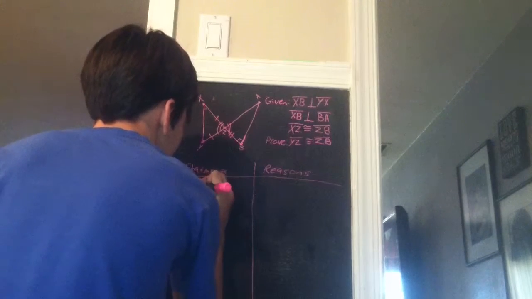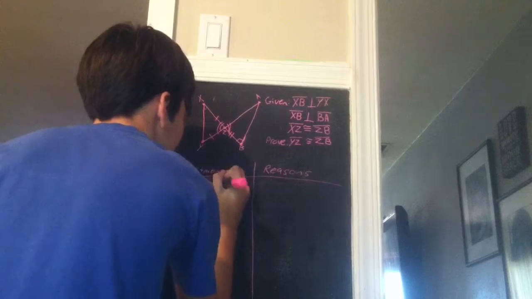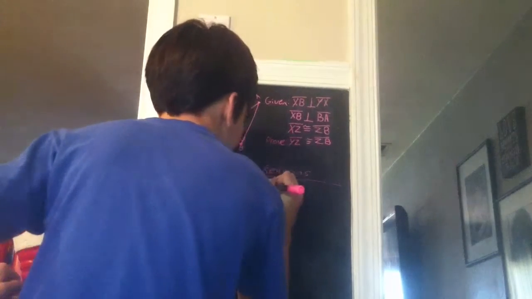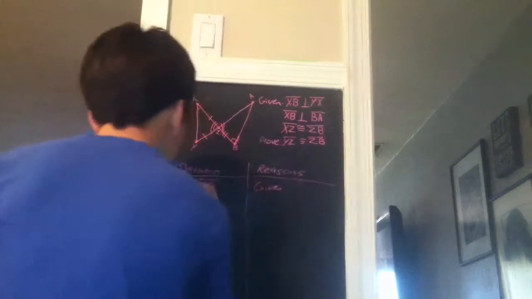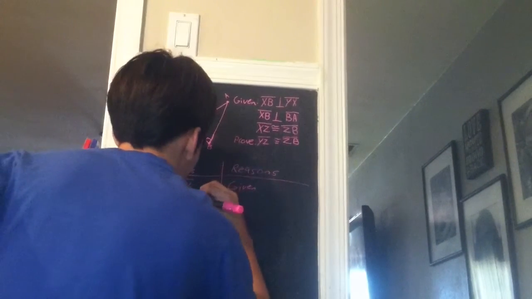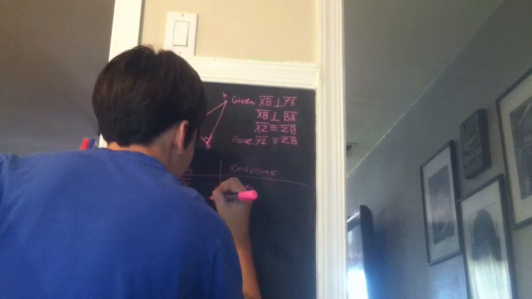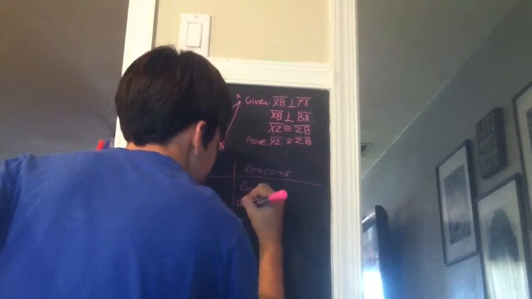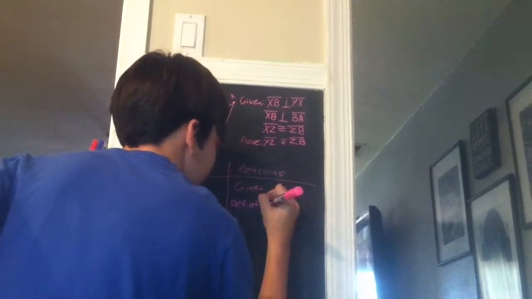Line XB is perpendicular to line XY. That is a given. And we can conclude that angle X is a right angle, which would be the definition of perpendicular.